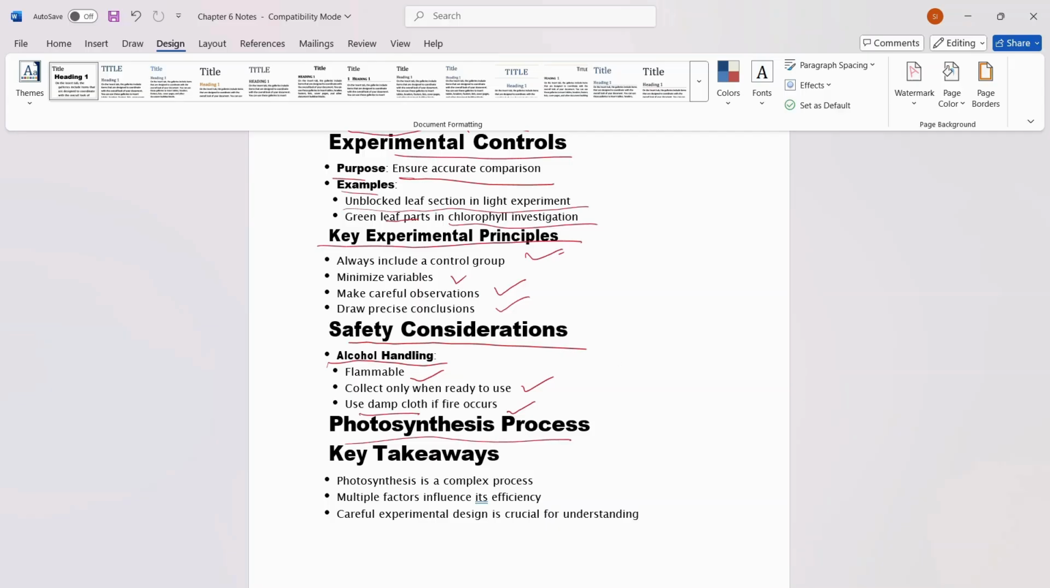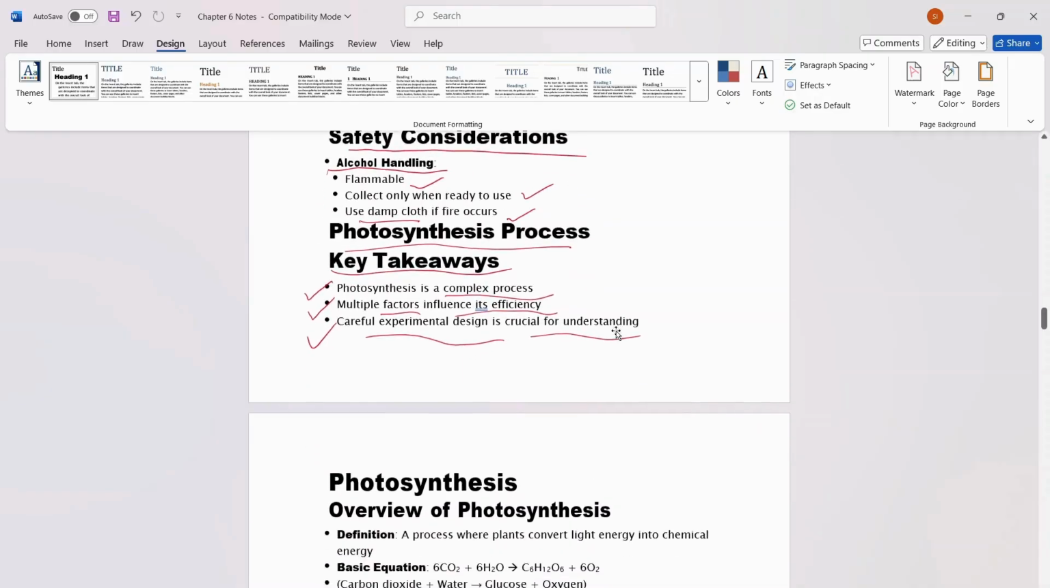Now, photosynthesis process. Our key takeaways are: photosynthesis is a complex process, and multiple factors influence efficiency. Careful experimental design is crucial for understanding.